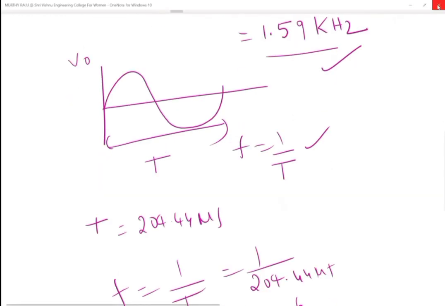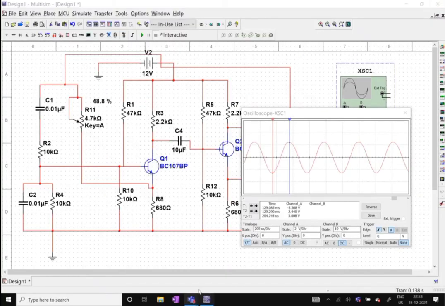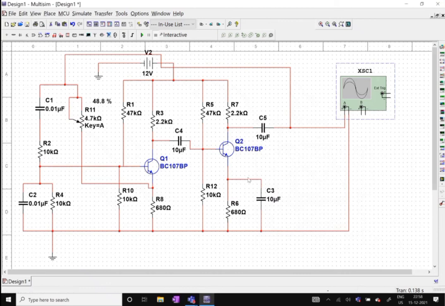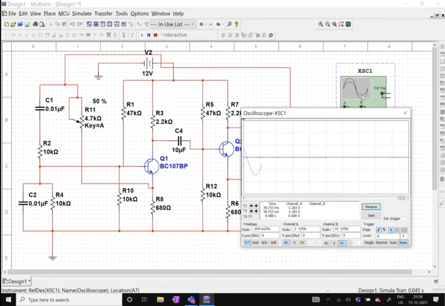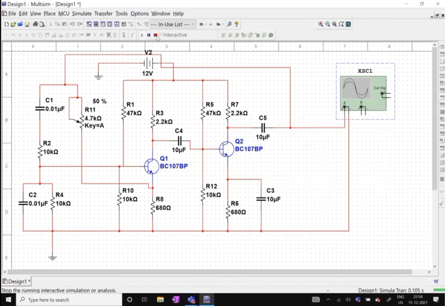Some mistake is there. This value is adjusted again, and simulate this one again. Some clipping is there at the top.